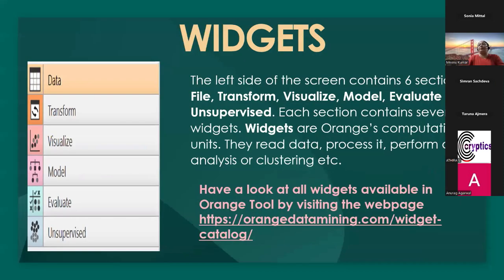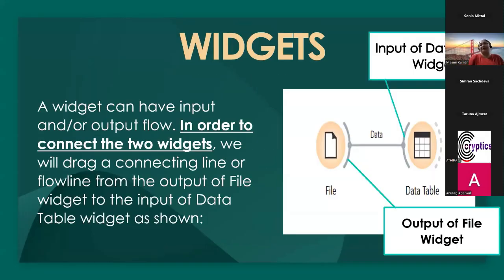As I told you, they are the ones which will do all the processing of data and any kind of data analysis that you want. Now, if you want to connect two widgets, because we're working on multiple widgets, we have to connect them also. So this line is called the connecting line. There is something called an input and an output to a widget. The right hand side is the output area and the left hand side is the input area.